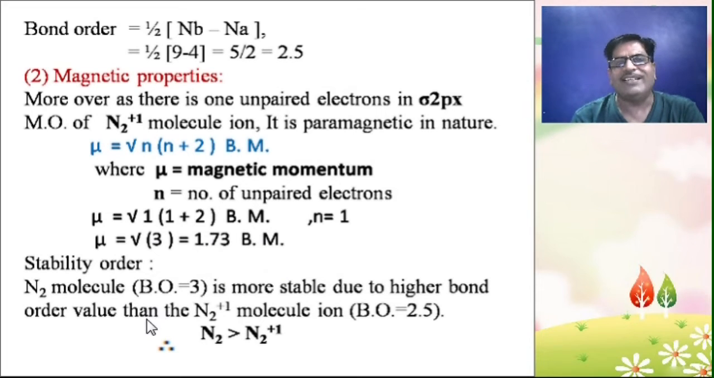Therefore now let's see what is the stability order. N2 molecule, bond order is 3, is more stable due to higher bond order value than the N2 plus 1 molecule ion, bond order 2.5. So in N2 plus 1 molecule there is 2.5 bond order, and in N2 molecule the bond order value is 3. So if more bond order, it is more stable. So N2 molecule is more stable than N2 plus 1 molecule ion.